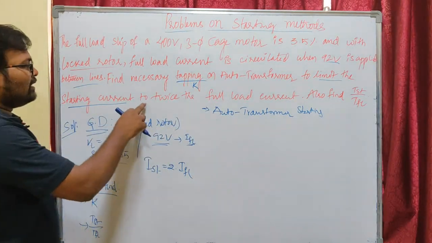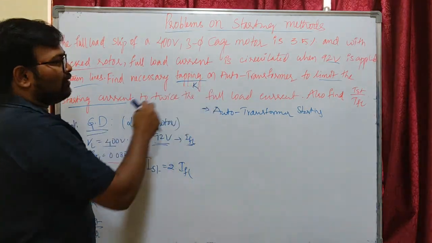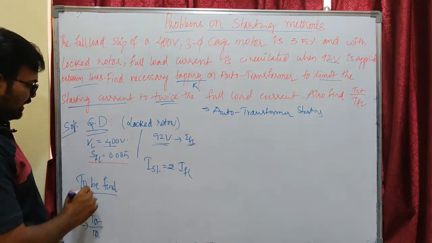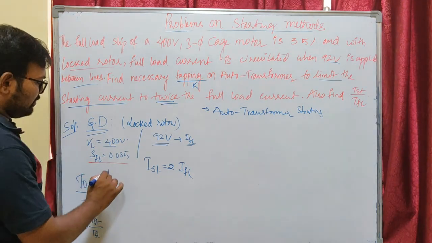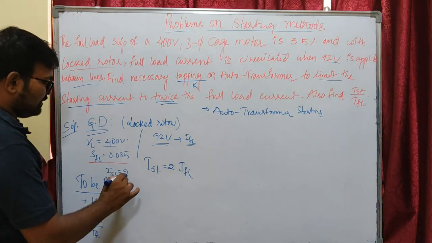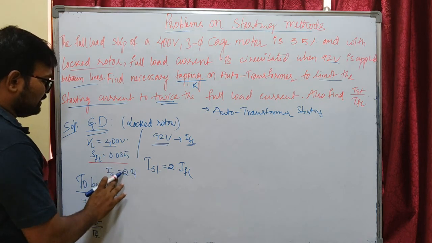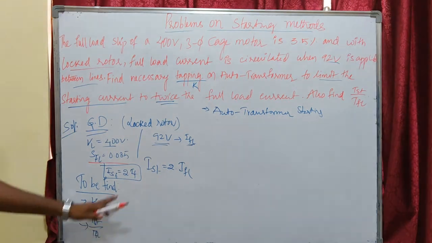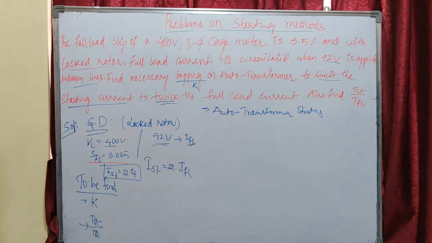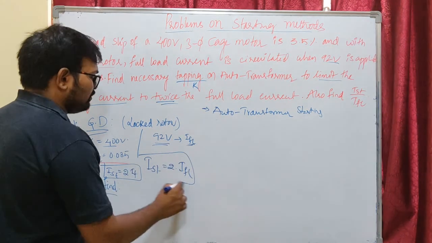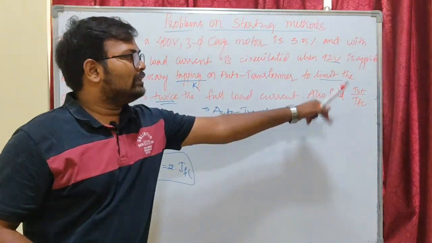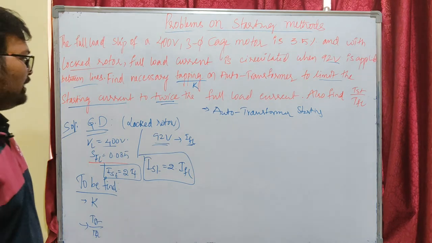So we have to find the percentage K of the auto transformer to limit the starting current to twice the value of full load current. That means my IST is equal to twice the full load current. It should not exceed 2 times the full load current. So this is IST equal to 2 times the full load current. Then also find the TST by TFL ratio. So we have to find out the K first.